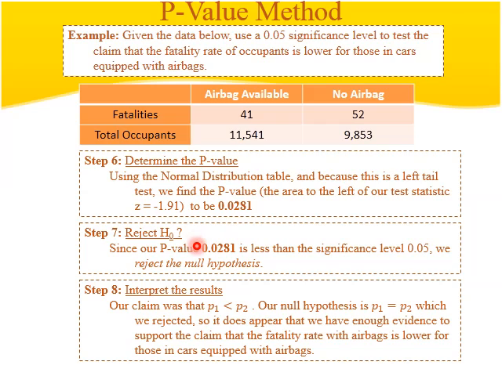So keep in mind, our null hypothesis was that the proportions were the same, but our claim was that P1 is less than P2. So, since we rejected the null hypothesis, it does appear that we have enough evidence to support our claim that the proportion of fatalities is less when you have airbags than it is when you do not have airbags available.